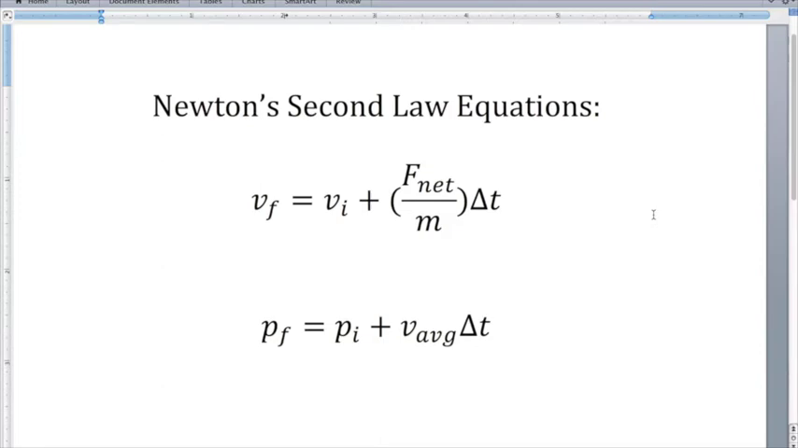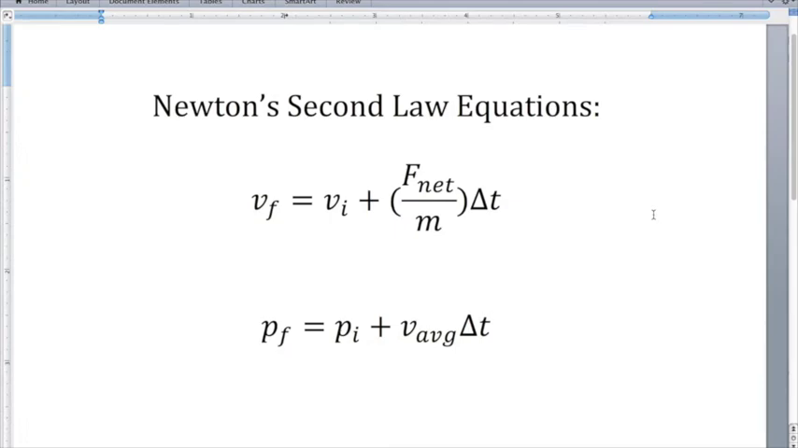The velocity equation says that Vf equals Vi plus F net over m delta t. Breaking this down, it says that the final velocity of an object is equal to the initial velocity of an object plus the net force divided by the mass times the change in time.